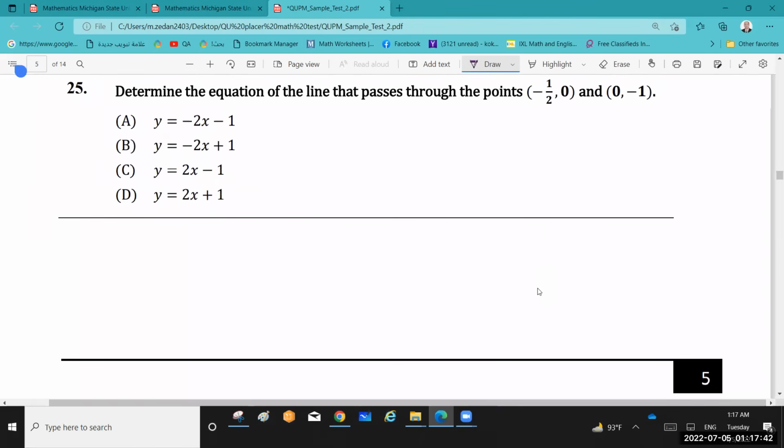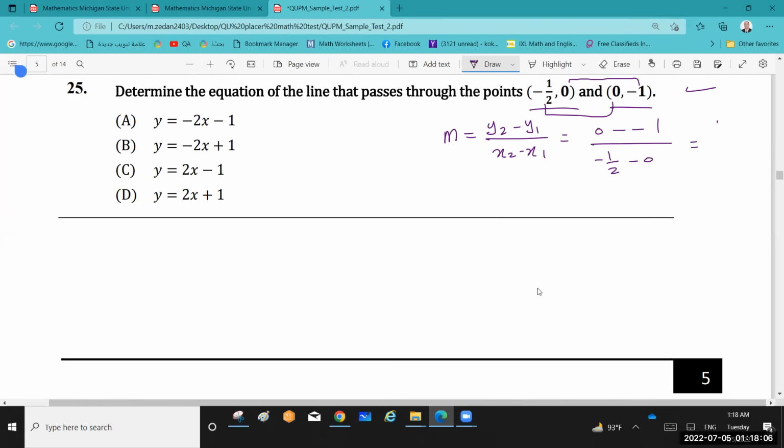25. Determine the equation of the line that passes through the points. That's when you are given 2 points. Find the slope or the gradient of the line, y2 minus y1 over x2 minus x1 for any 2 points. You already have 2 points given, so you have 0 minus -1. Look, just subtract the y's together like this, and over the x's together, -½ minus 0. So the answer is 1 over -½, which is -2.